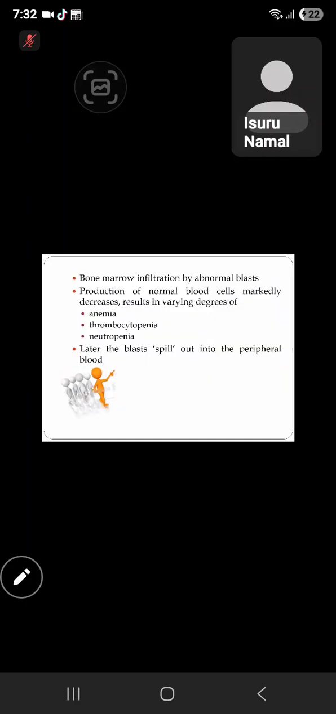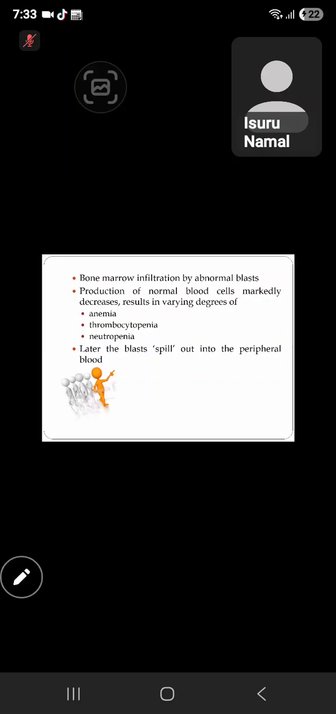Okay, then bone marrow infiltration by abnormal blasts markedly decreases production of normal blood cells, resulting in varying degrees of anemia, thrombocytopenia, and neutropenia. Anemia means low hemoglobin. Thrombocytopenia, low platelets. Then neutropenia, the neutrophil count is low. Then later the blast cells spill out into the peripheral blood. That's why it happens. Now, usually we know, as the main stakeholders, we do the full blood count actually.